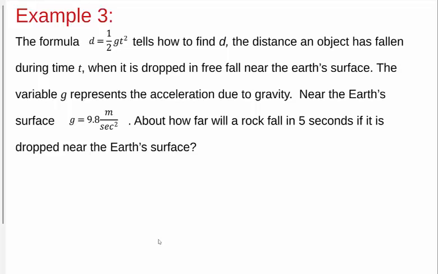All right. Here's another example using a formula. It says the formula of d equals 1/2 g t squared tells how to find d, the distance an object has fallen during time t when it is dropped in free fall near the Earth's surface.